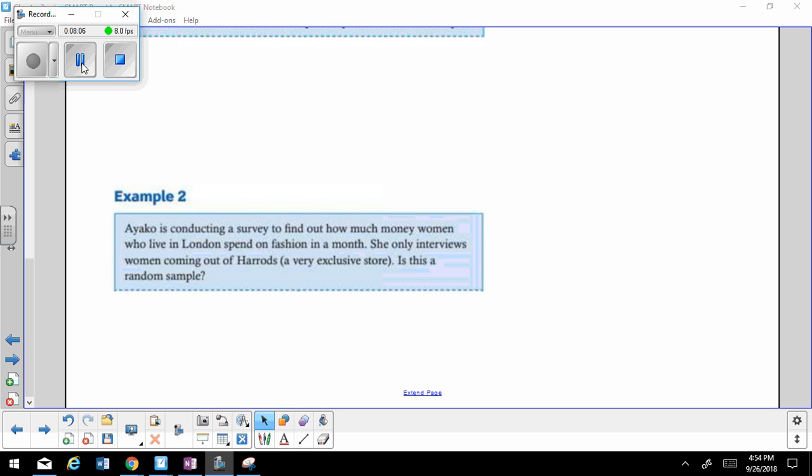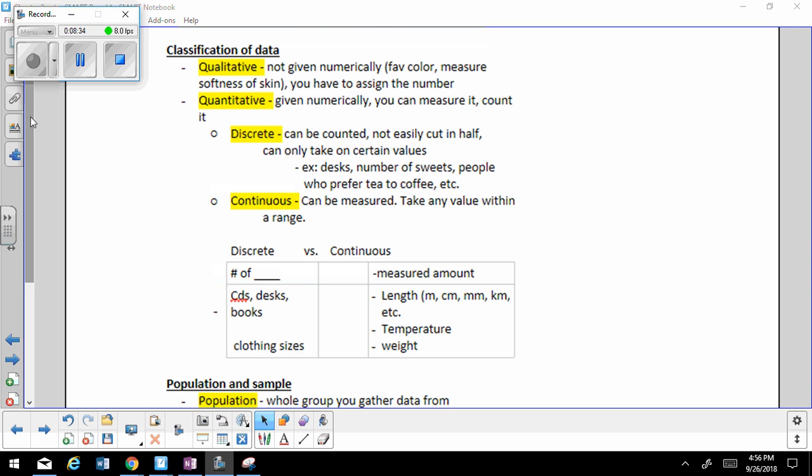Example 2. Okay, so you should have that written down with what you think. And this is not random, because if she's only asking people coming out of a specific store, she's leaving out all of the population, because most people don't go to that store. So that's why this is not random. That would be a biased sample.